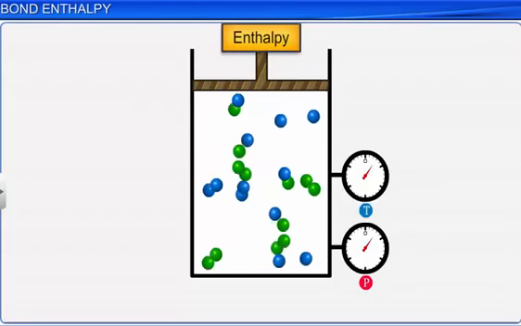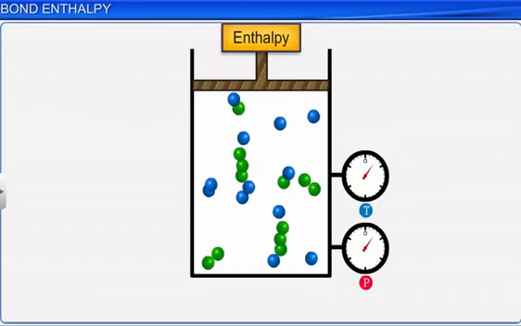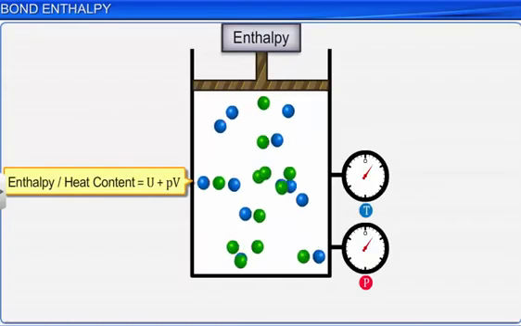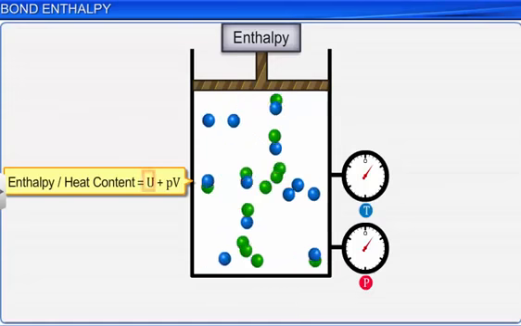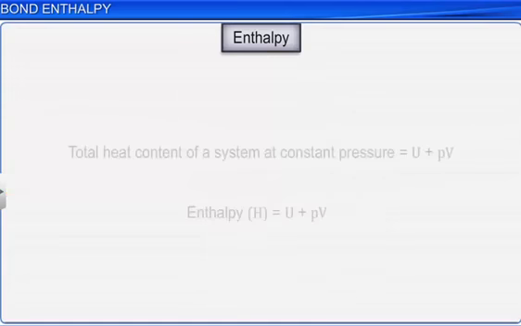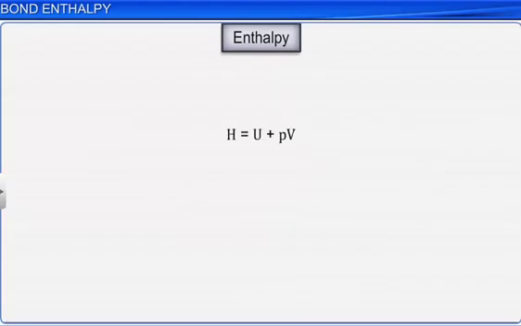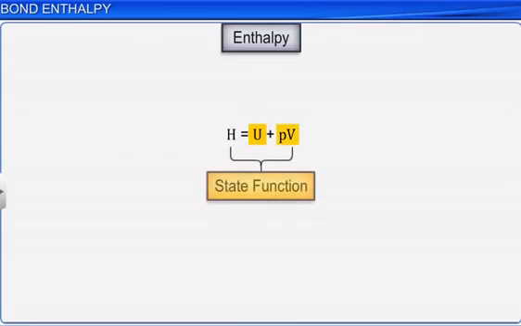The total heat content of a system at constant pressure is equal to the sum of the internal energy and PV. This is called the enthalpy of a system, which is represented by H. Note that enthalpy is also called heat content. Enthalpy, which depends on the three state functions, internal energy, pressure, and volume, is also a state function. Every substance has a definite value of enthalpy.